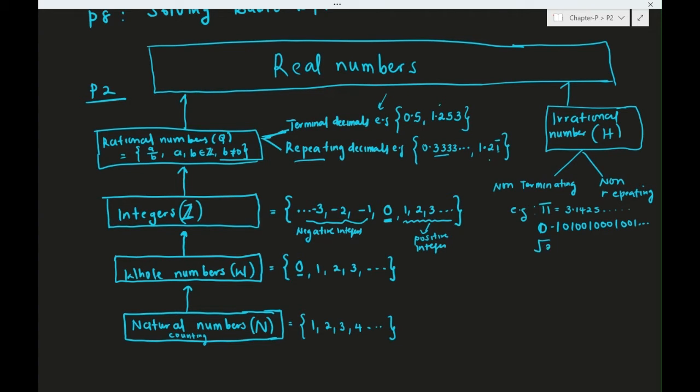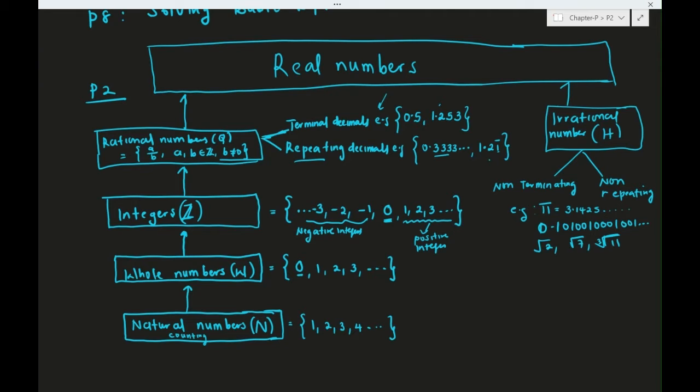Another example is any number in the form of, for example, square root of 2, square root of 7, cube root of, let's say, 11. All of these numbers fall under the category of irrational numbers.